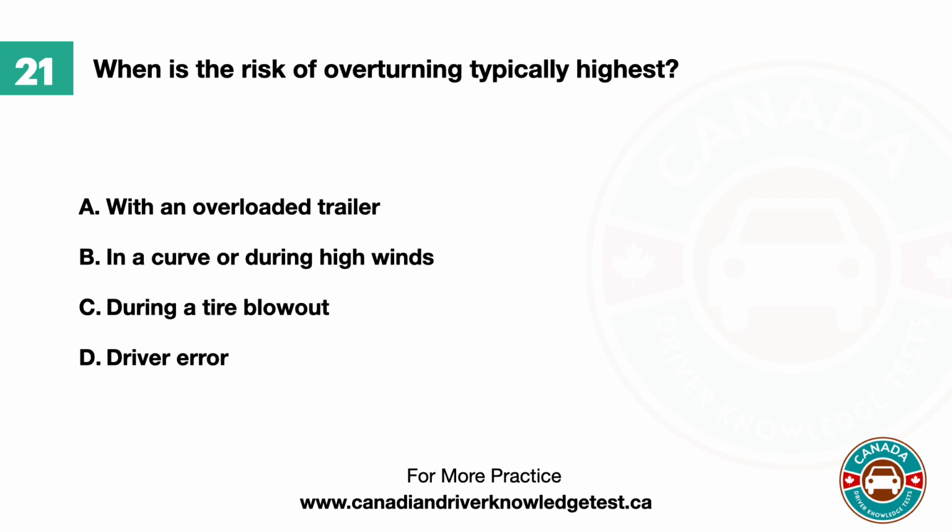Question 21. When is the risk of overturning typically highest? A. With an overloaded trailer. B. In a curve or during high winds. C. During a tire blowout. D. Driver error. The answer is B. In a curve or during high winds.